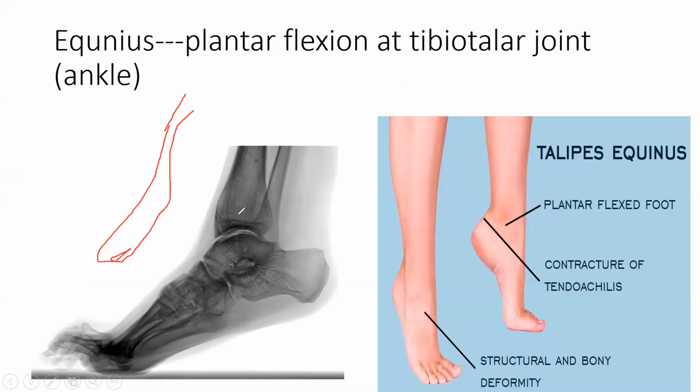So this is equinus deformity, where the tibia and talus are involved. This is a type of plantar flexion. The foot is normal here; this is plantar flexion. So this plantar flexion is known as equinus deformity. The opposite direction is dorsiflexion. So equinus is a plantar flexion occurring at the ankle joint, which is the tibiotalar joint. At the tibiotalar joint, there is an equinus deformity.